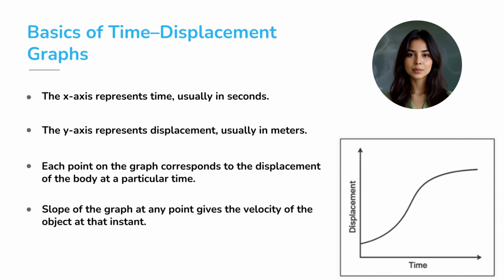Let's first understand the basics. In these graphs, the horizontal axis, or x-axis, represents time, usually measured in seconds. The vertical axis, or y-axis, represents displacement, usually in meters. Each point on the graph tells us where the object is at a particular instant of time. The most powerful part is this: the slope of the graph gives the velocity of the object. So, the steeper the slope, the faster the object is moving. That's why these graphs are so important in kinematics.